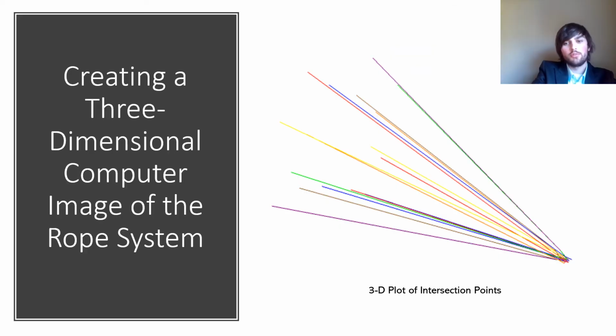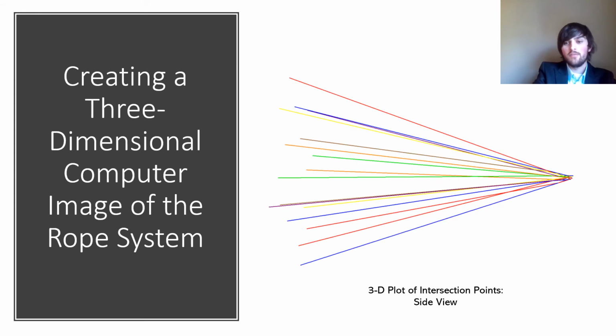Here's the image which was produced using Mathematica. You can see each separate strand represented by different colors, and you can see how they all originate from the braiding mechanism on the left side, and they all come together near the region of intersection on the right.